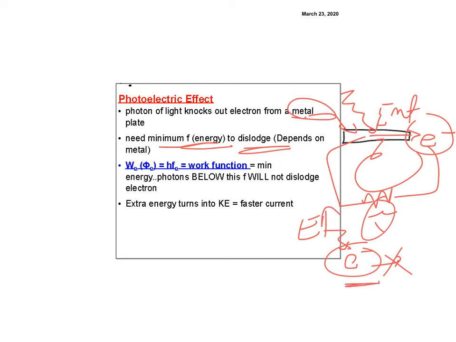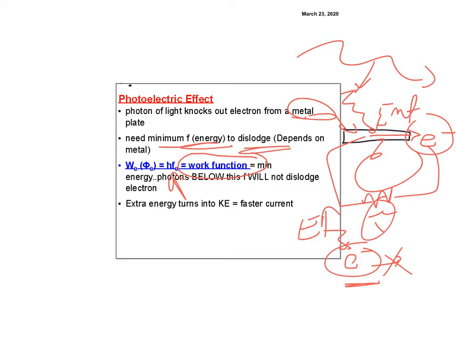The amount of energy needed is known as the work function. That is energy, because it's h f naught. It's the minimum energy. If the light coming in has too big of a wavelength, then it's not going to make the electron go, so there's no electricity.